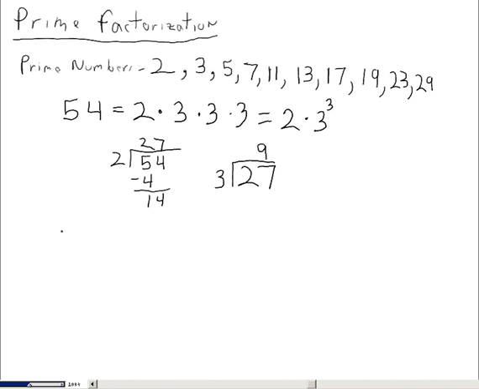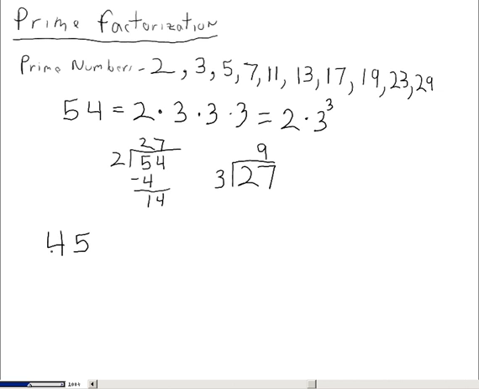Let's try, let's see, how about 45? That isn't too bad. Now, first of all, 45 is not even, so 2 will not go into that number. Now it ends with a 5. If a number ends with a 5 or a 0, then that means that 5 will go into it. Also, if you add the digits and the sum of the digits is divisible by 3, then 3 will go into that number. Well, 4 and 5 is 9, and 9 is divisible by 3.